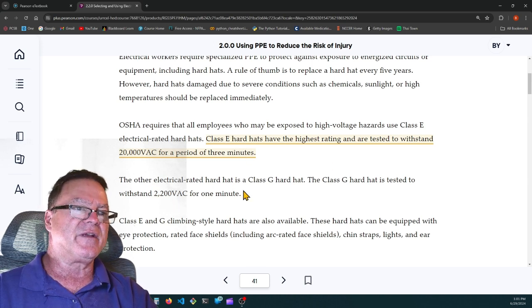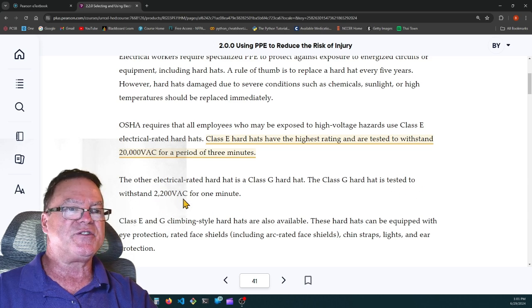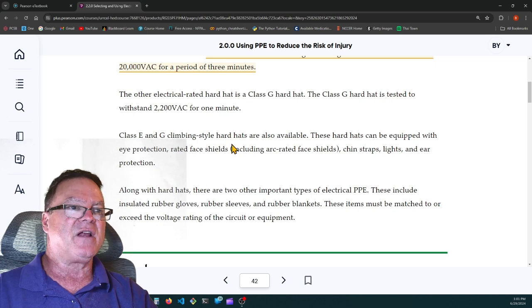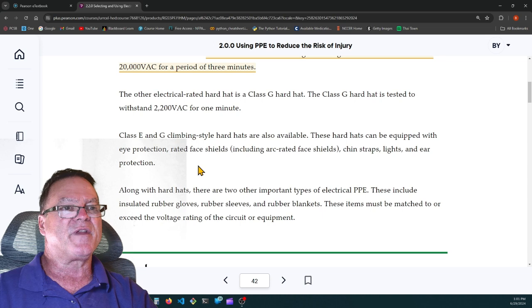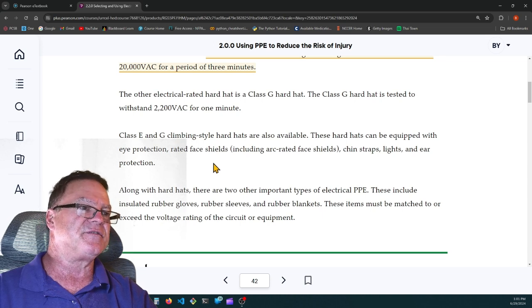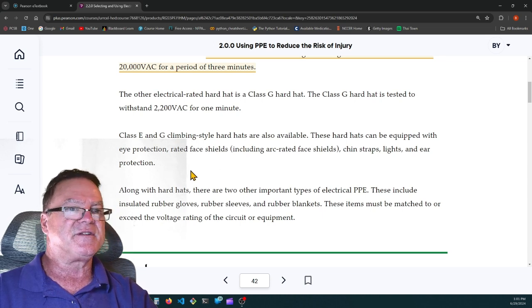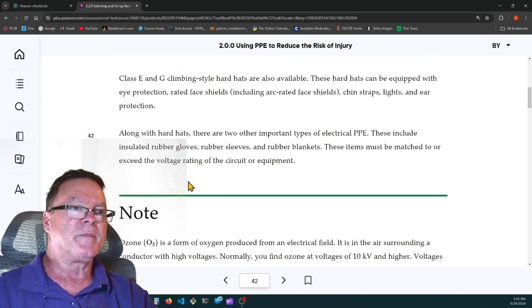The other electrical rated hard hat is a Class G, G for general. The Class G hard hat is tested to withstand 2200 volts AC for 1 minute. Class E and G climbing style hard hats are also available. These hard hats can be equipped with eye protection, rated face shields, chin straps, lights, and ear protection.